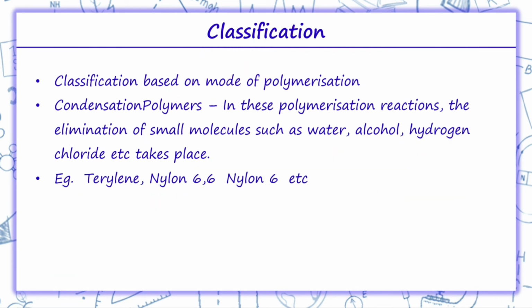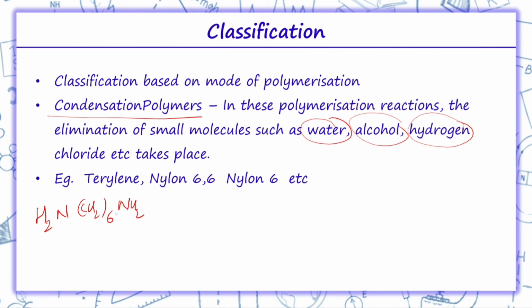Next classification, which is also based on polymerization, is condensation polymerization. In this, elimination of small molecules such as water, alcohol, hydrogen chloride takes place. So here example we have like nylon 6,6. In nylon 6,6 we take hexamethylene diamine, that is NH2, CH2 whole 6, NH2. It combines with adipic acid. So here we have COOH, CH2 whole 4, COOH.